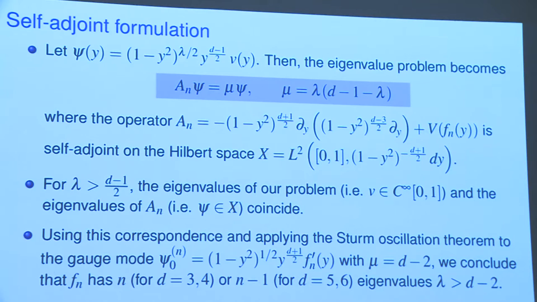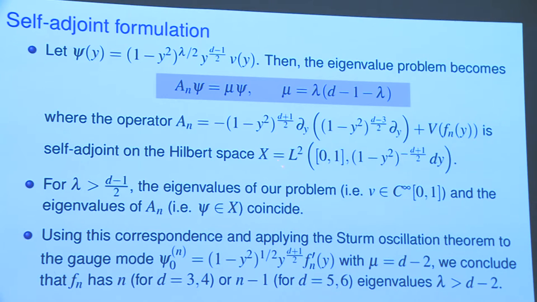So what do we do for other solutions? First of all, we can rewrite this problem in a self-adjoint form. This is just by change of variables: we can bring this quadratic eigenvalue problem into a standard Sturm-Liouville problem with operator AN, which is self-adjoint in this Hilbert space. Actually, this is very much related to the Laplacian on a hyperbolic space. Now, the point, however, is that eigenvalues of this problem, which I call mu, and eigenvalues lambda of my original problem, these are two different things.